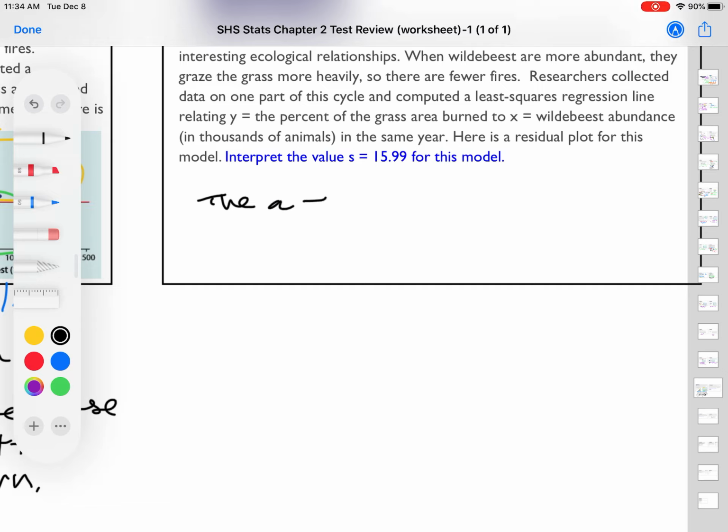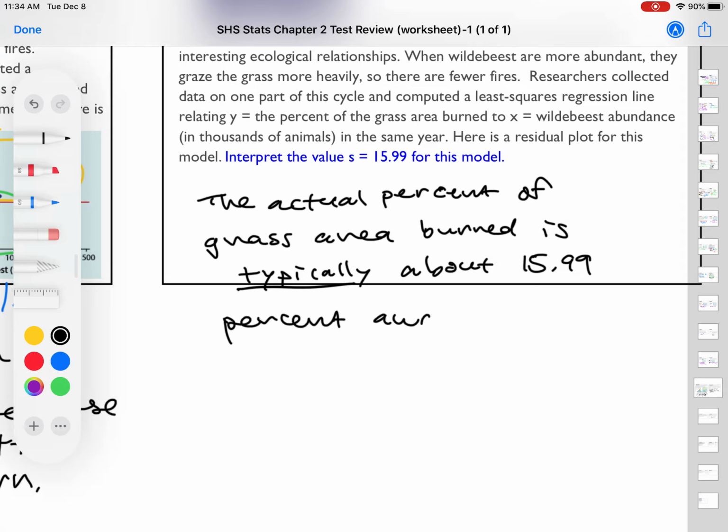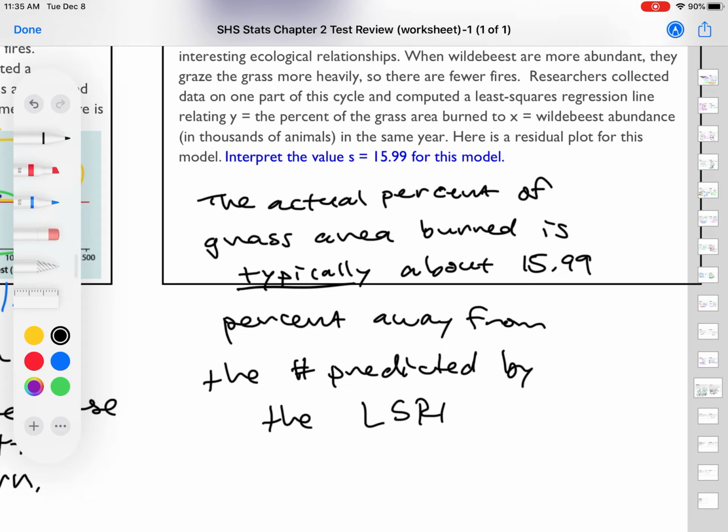Okay, same thing, but now we have to explain the standard deviation. The actual percent of grass area burned is, remember in statistics we can't say absolutely, so this is a good word to use, typically about 15.99% away, so above or below, from the number predicted by the least squares regression line. Okay?